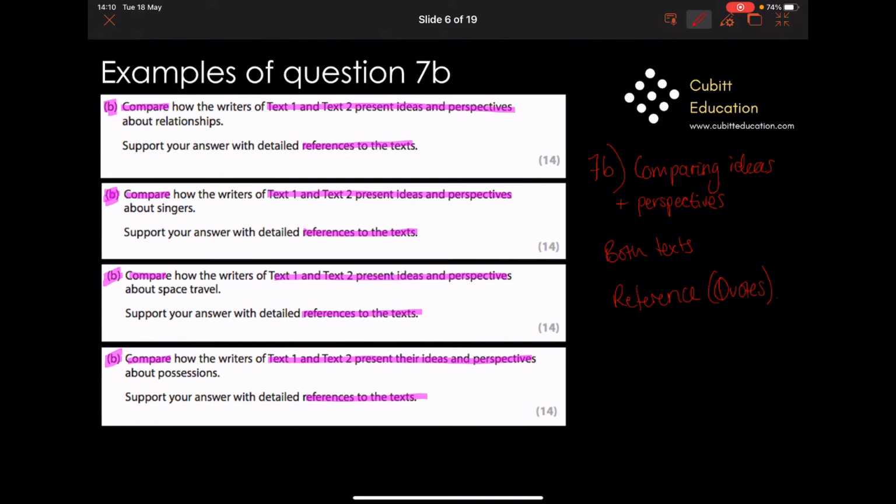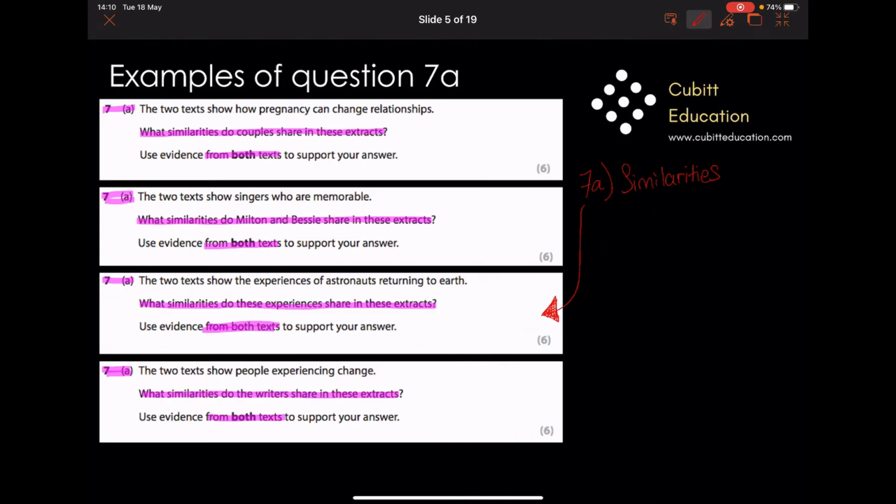All right. So what we're going to do now is read through both of these texts and pick out similarities, first of all for 7a, and then for 7b, we're going to try and pick out comparisons between ideas and perspectives. Now we're going to look at this example about space travel. So we are looking at 7a, this one.